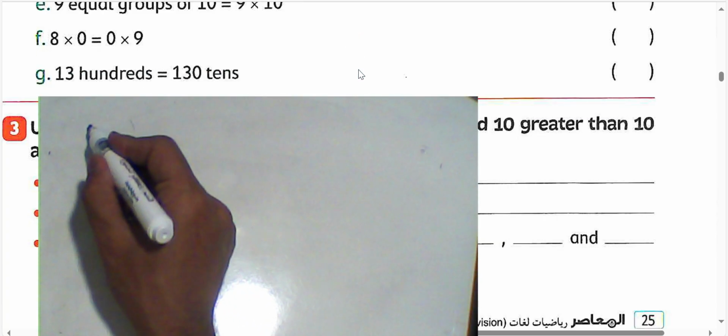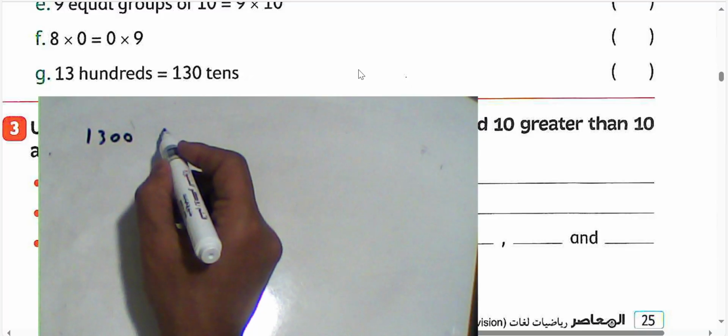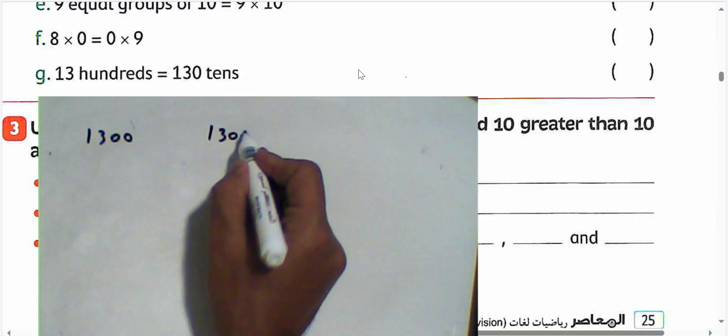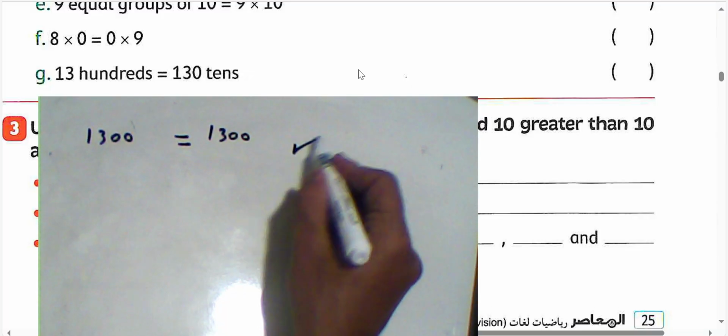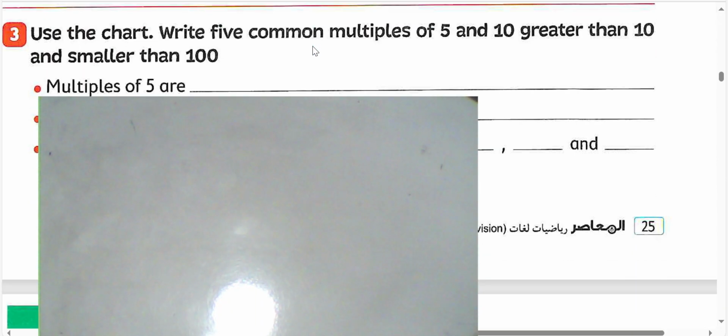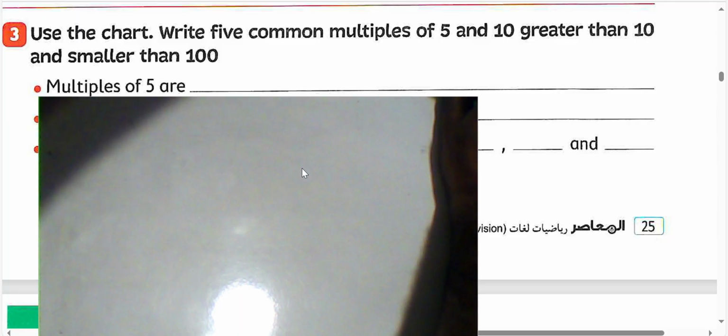13 hundredths will be 13 multiplied by 100. And 130 tens, then the result will be equivalent. Okay, 13 hundredths equal 130 tens. Next question.